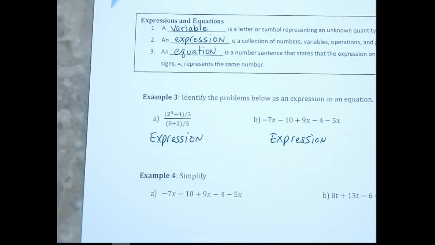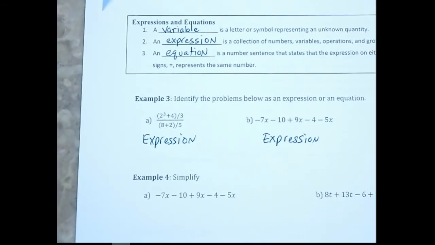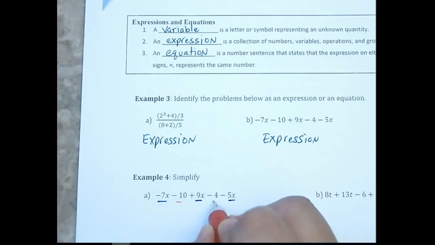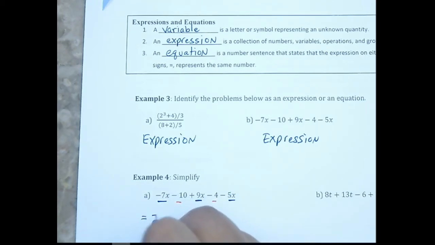And so now we want to simplify these. So when we simplify, we want to combine like terms. So here's your x and here's an x and here's an x, so we're going to add all those together, and then we're going to add the constants together. So negative 7x plus a 9x would give me a 2x, minus a 5x would give me a negative 3x. And negative 10 plus negative 4 gives me a negative 14.